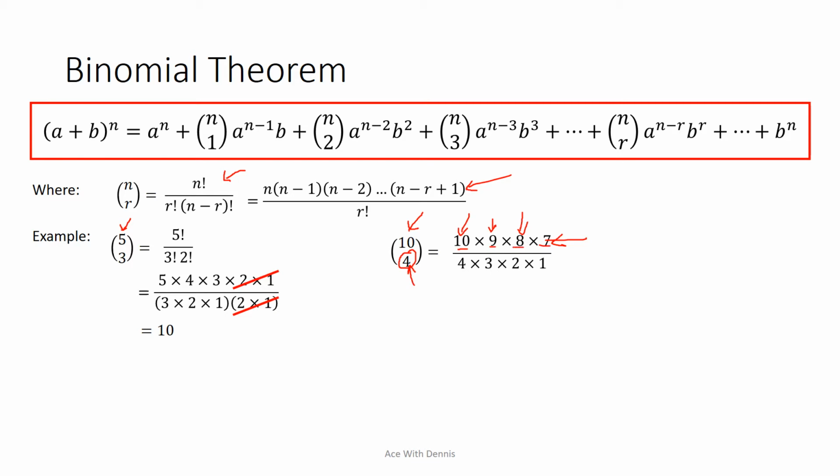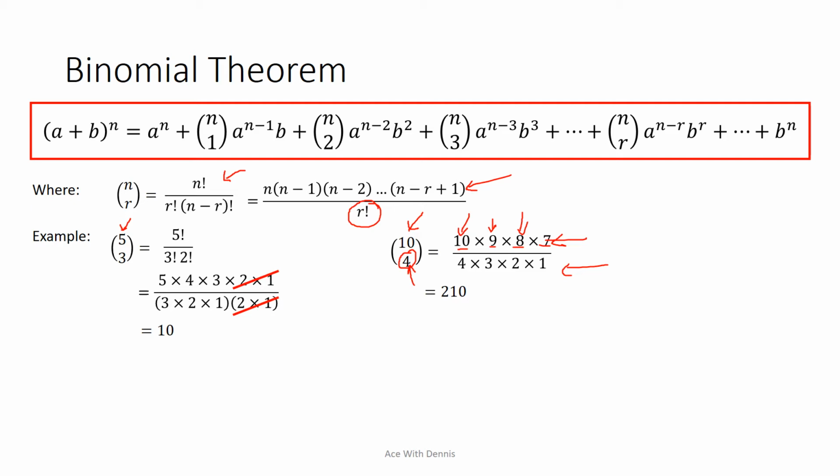If it were 10 choose 5, then I need to add one more, which is 10 times 9 times 8 times 7 times 6, so 5 times. Now at the bottom, it is 4 factorial, which is 4 times 3 times 2 times 1. Look at the formula: it is r factorial, and in our case r is 4, so it is 4 factorial. Then the answer is 210.